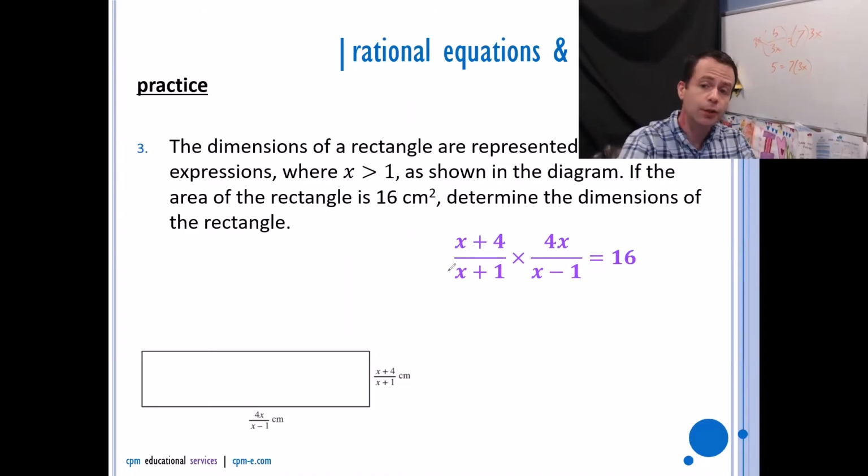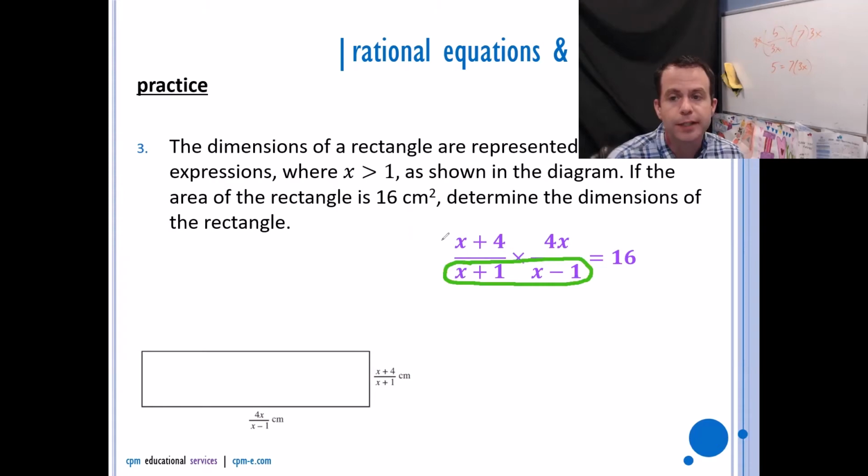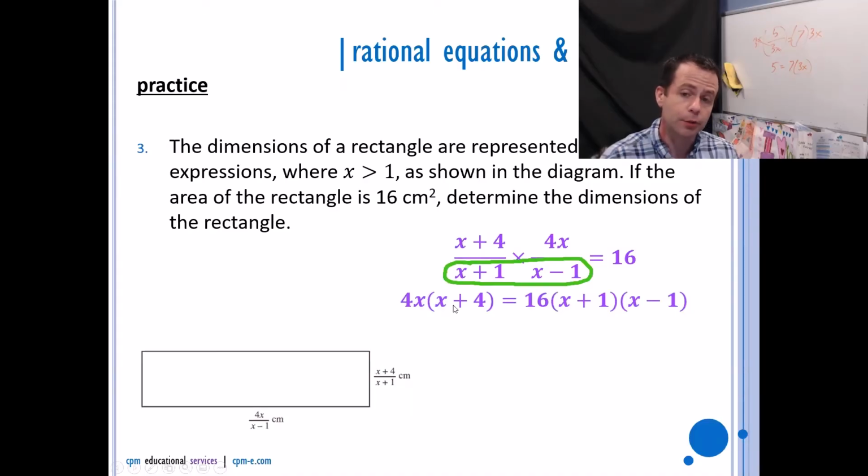So my common denominator, what I want you to see is it's x plus 1 times x minus 1. So essentially, I'm going to multiply both sides by x plus 1, x minus 1. That's going to get rid of the denominators on the left side, but it will put the x plus 1, x minus 1 on the right side with the 16. Okay, so that's what's happened here. Now, I'll distribute my 4x. So that'll be 4x squared plus 16x.